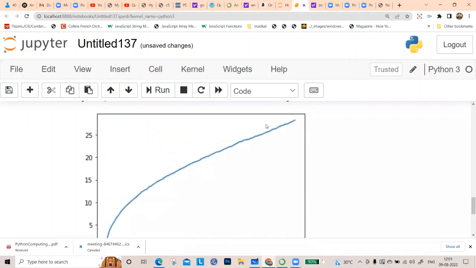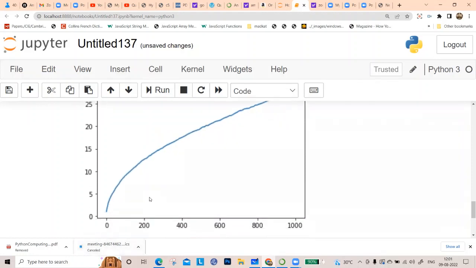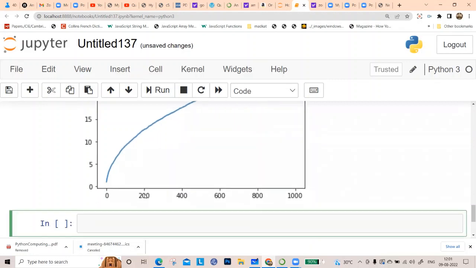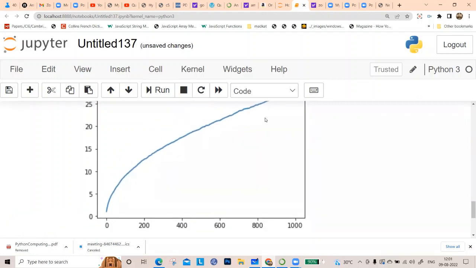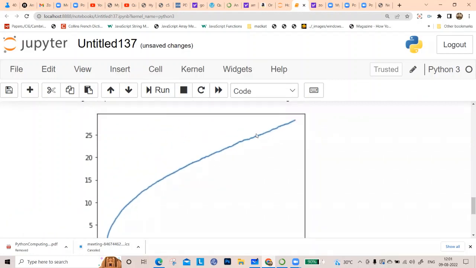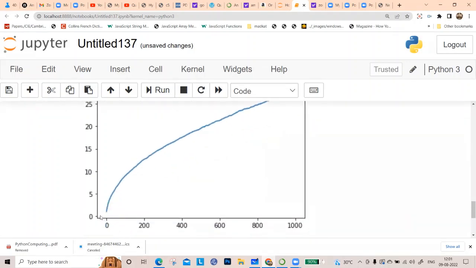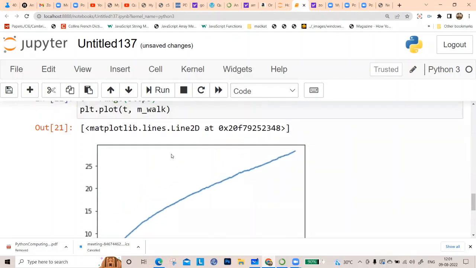So the plot is this. It will be soon evident that this is a power law with power less than 1. So it goes this way. If it were a power law with power greater than 1, it would go this way. Okay, so it is evident.